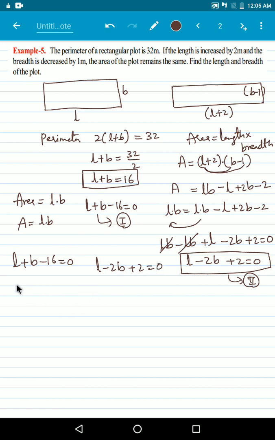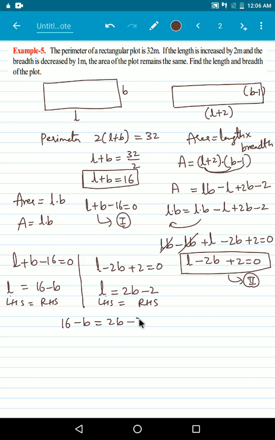So what we can do here is, let us find the value of L. So L will be equal to 16 minus b. We are sending the 16 and b to the other side, so minus 16 will become plus 16, plus b will become minus b. Here L is equal to 2b minus 2: minus 2b becomes plus 2b, plus 2 becomes minus 2. If you observe carefully, the LHS here and the LHS here are the same. This is L, this is L. That means we can equate 16 minus b with 2b minus 2. So 16 minus b will be equal to 2b minus 2.